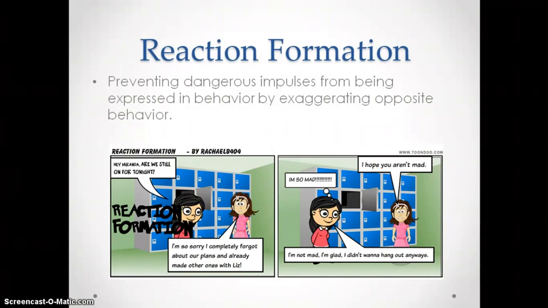So in this little cartoon here at the bottom, it says, "Hey, Miranda, are we still on for tonight?" Miranda here says, "I'm totally sorry. I forgot. I already made other plans." And our original person here is really upset. She's thinking that she's mad, but instead of saying that she's mad, she acts out in the opposite fashion, reaction formation. She says, "I'm not mad. I'm fine. I'm happy. I didn't want to hang out anyway. I'm busy," whatever it might be. You act out in the opposite way than what you're actually feeling. This happens quite a bit.